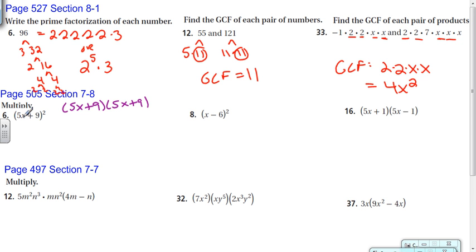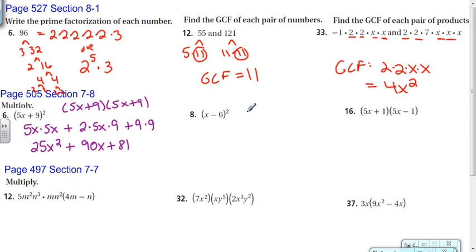The shortcut is I square the first term, 5x times 5x. I double the two terms being multiplied together, and I square the last term. So that's the shortcut. So if you recognize square of a binomial shortcut, you're going to get 25x squared plus 2 times 5 is 10 times 9 is 90x, and then 9 times 9 is 81. If you don't recognize the shortcut, you can do the box or double distributive.